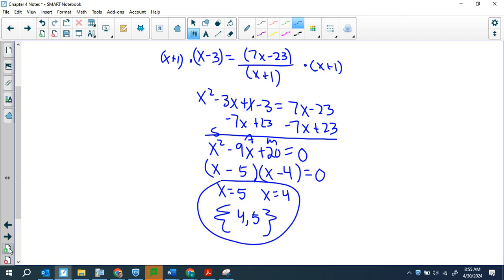So again, all these are kind of the same idea. It's just sometimes you have to factor, sometimes it's just the solving part that changes.